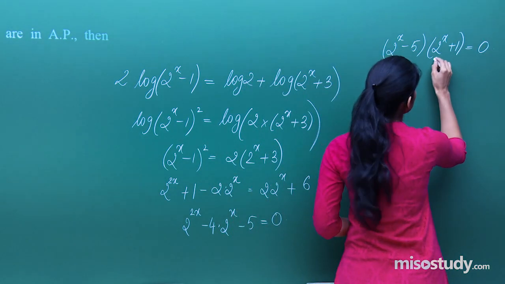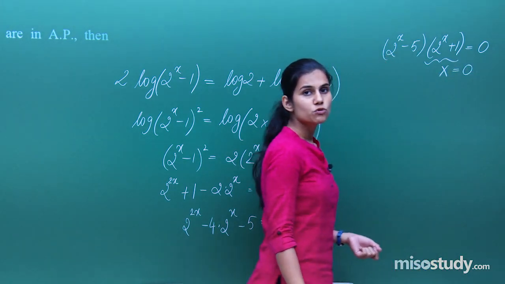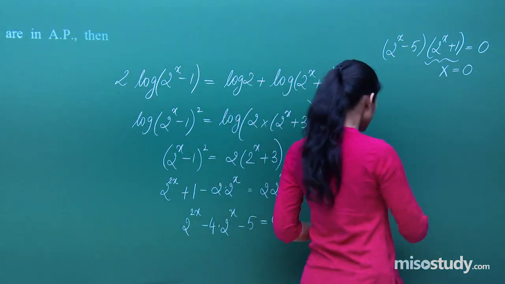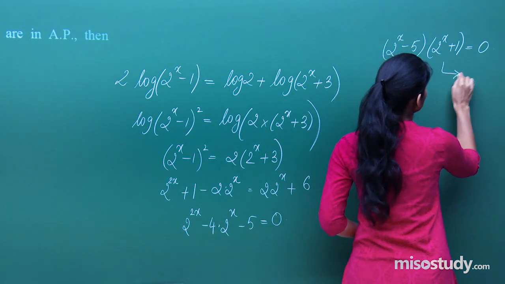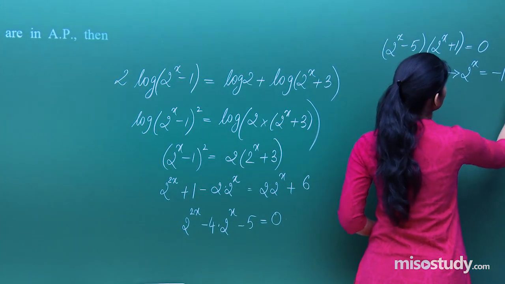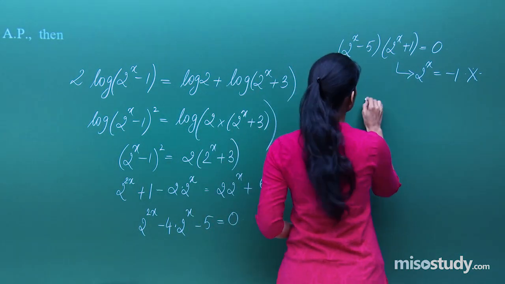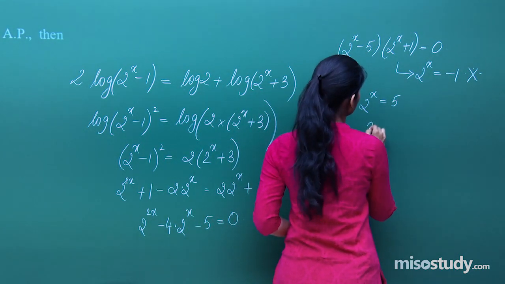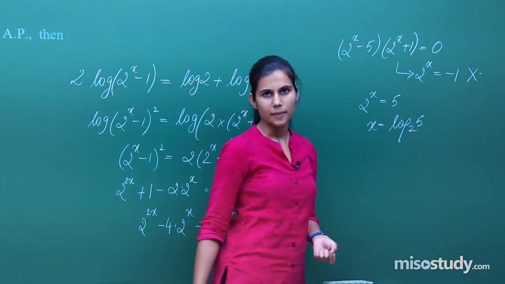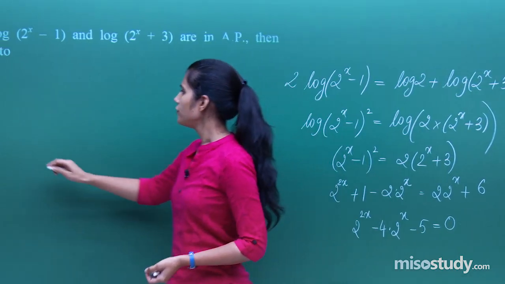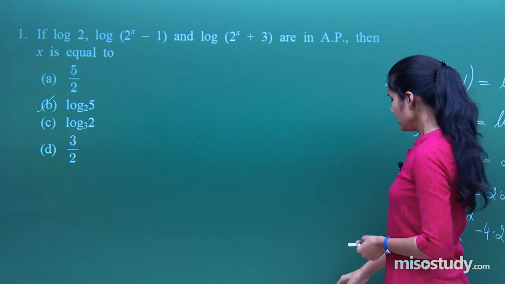Now, I know that 2 to the power x plus 1 can never be equal to 0. Why? Because 2 to the power x is never negative. So, if this is equal to 0, what do you get? 2 to the power x equals minus 1, which is wrong. And therefore, for this expression to be 0, 2 to the power x will have to be equal to 5, or x will be log 5 to the base 2. And therefore, the value of x is log 5 to the base 2 for these three terms to be in arithmetic progression.